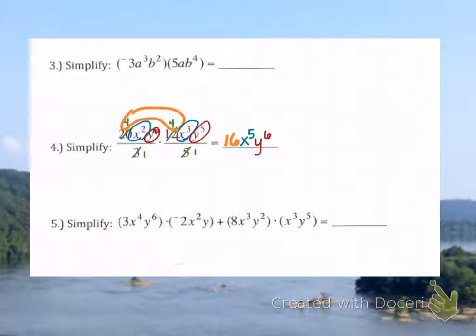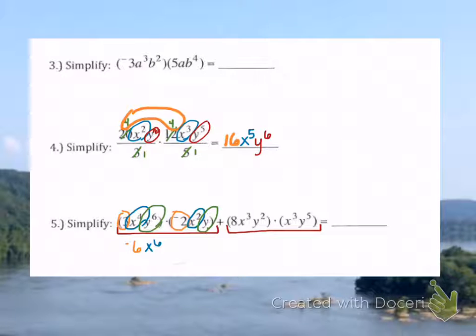The next problem is more complicated, and we're going to tackle it in a couple of parts. I'm going to look at one addend and then the other. So I'm going to start by multiplying my coefficients, and 3 times negative 2 gives me negative 6. Then I look for my same bases that I'm multiplying, and I'm multiplying x to the 4th times x squared. And that gives me x to the 6th. My next matching base are the base of y, and I have y to the 6th times y to the 1st. And that gives me y to the 7th.